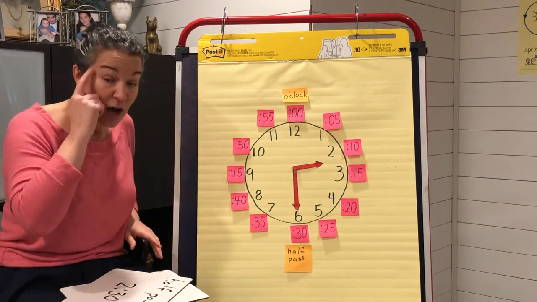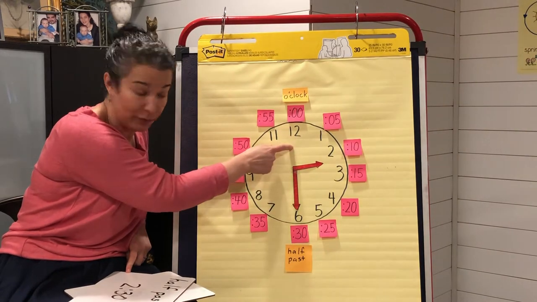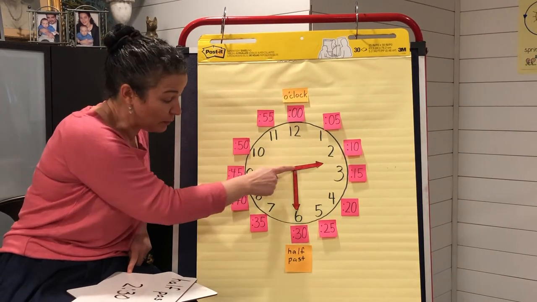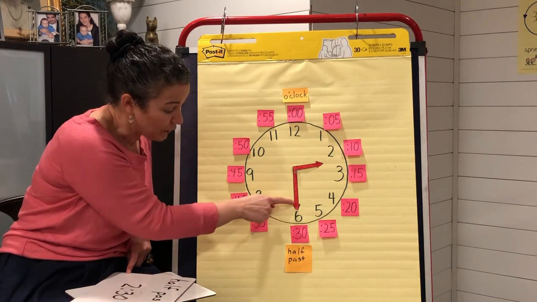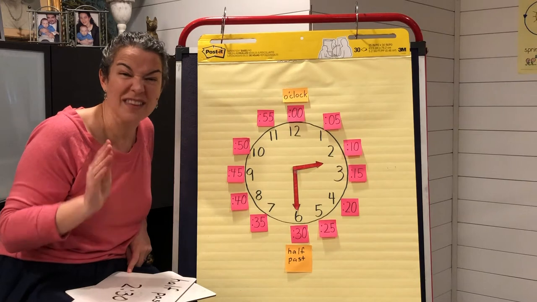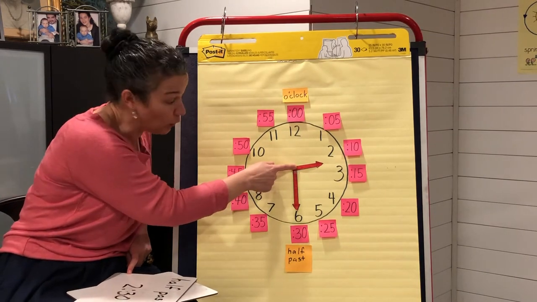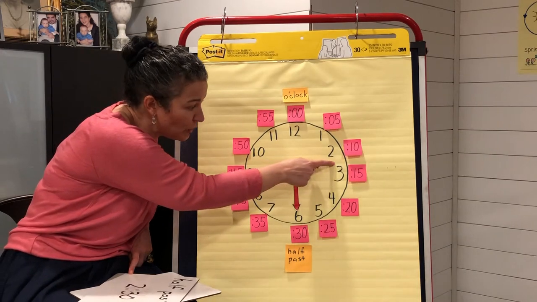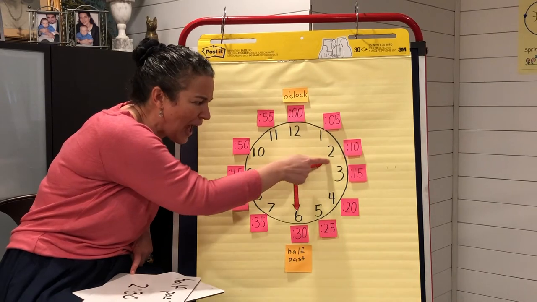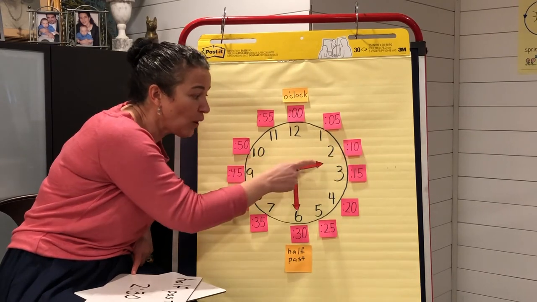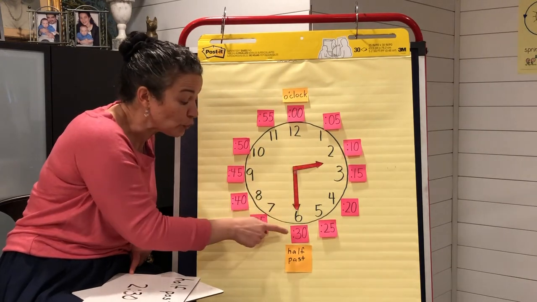So we know that our minute hand, our long one, is no longer pointing at the 12, so we're not gonna say o'clock. If it's pointing at the 6, we're gonna say half past or 30. So we've gotta figure out what it's half past. Now we look at the hour hand, the short one, and we push our finger out, and you see how it's going halfway between the 2 and the 3? We're going to say half past 2 or 2:30.